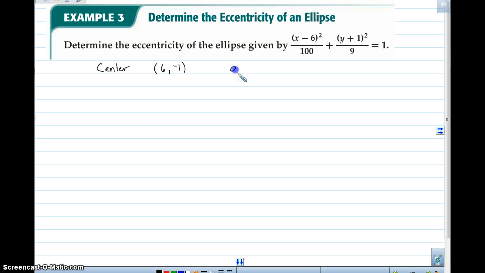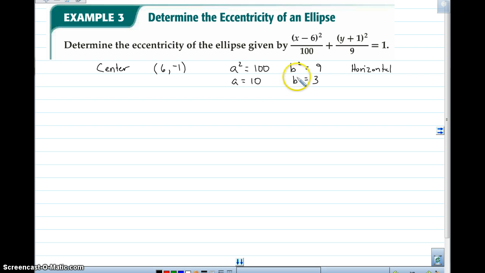We need to figure out what a squared and b squared are. A squared is the larger denominator, which is 100. B squared is the smaller denominator, which is 9. So that means A is equal to 10, and B is equal to 3. Because A is underneath my (x minus h) squared component, it's going to be a horizontal ellipse. That's going to be useful as well, because if it's a horizontal ellipse, my major axis runs left and right, and my foci also run left to right of the center.